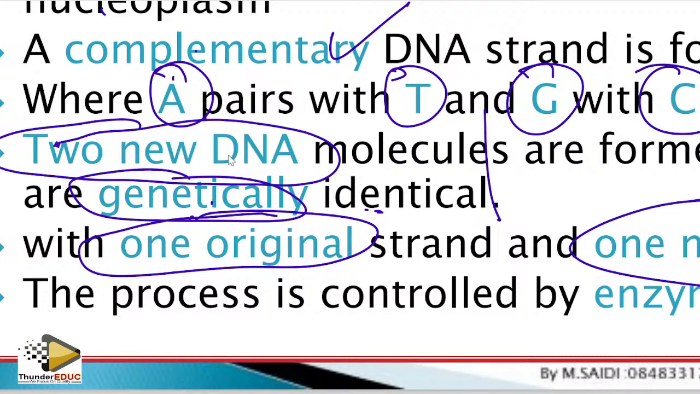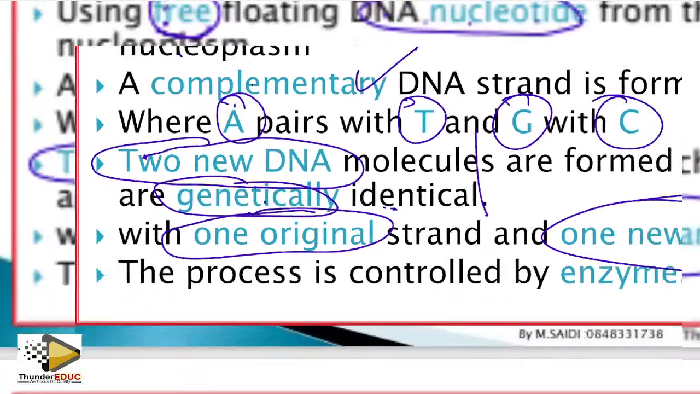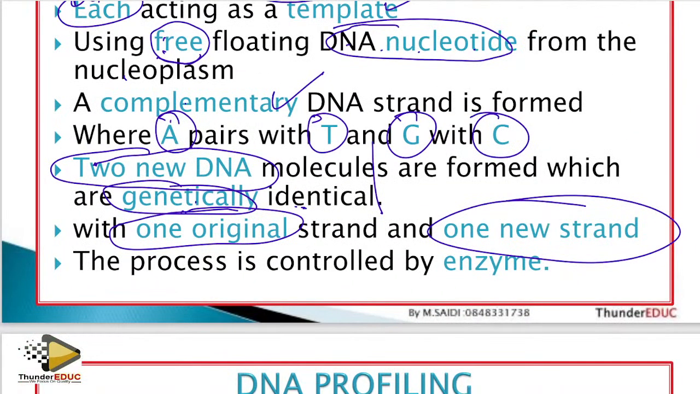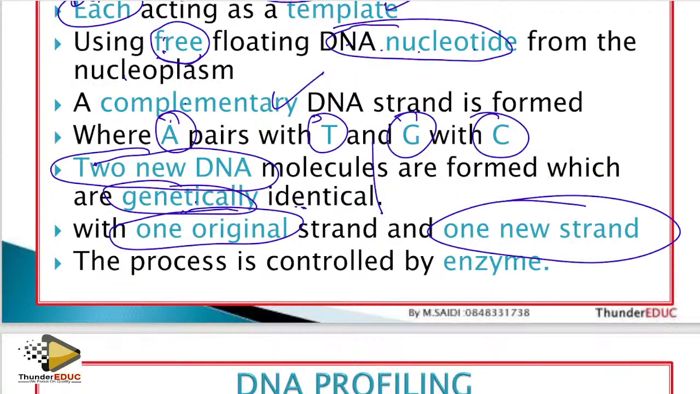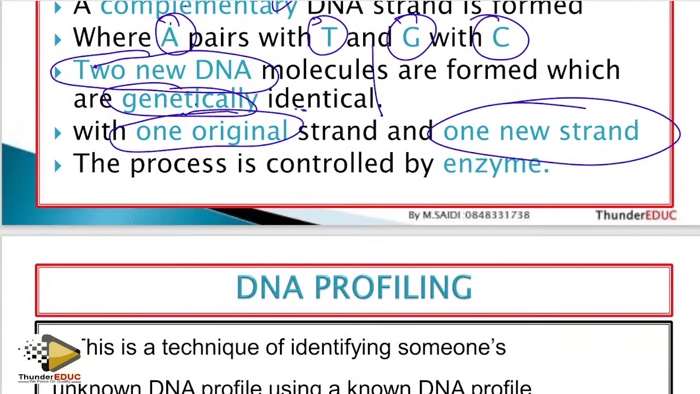And don't ask why, just follow, because I've explained it. Each with one original strand and one new strand. We have explained it here that each has one original strand and one new strand. And then we are saying that the process is controlled by the enzyme.